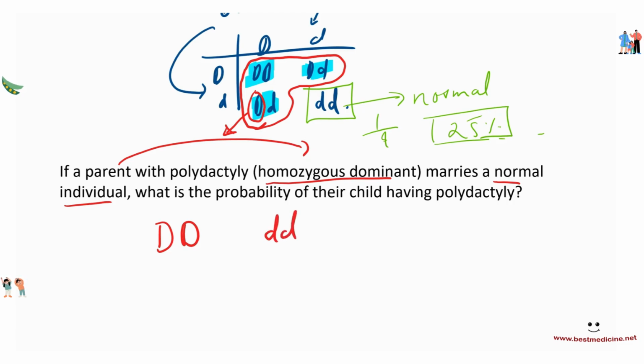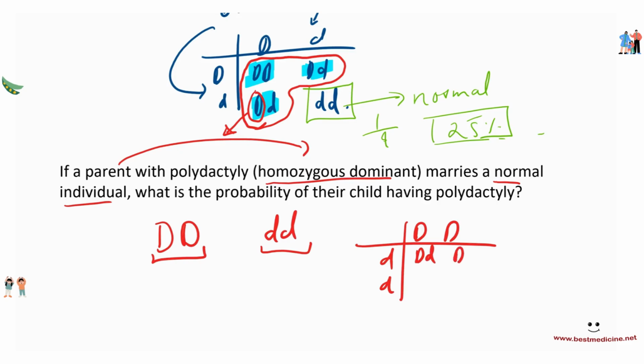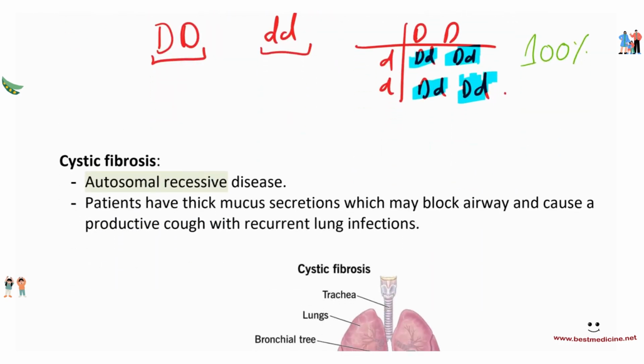So here's a normal parent, here's a homozygous dominant parent, and we do a Punnett square for them. So capital D, small d, and all the resulting individuals are going to be heterozygous. Because all of them are heterozygous and it's a dominant disease, all of them are going to be affected. Okay? So the answer to this is 100%, or 1. Okay? Next up, we have cystic fibrosis.